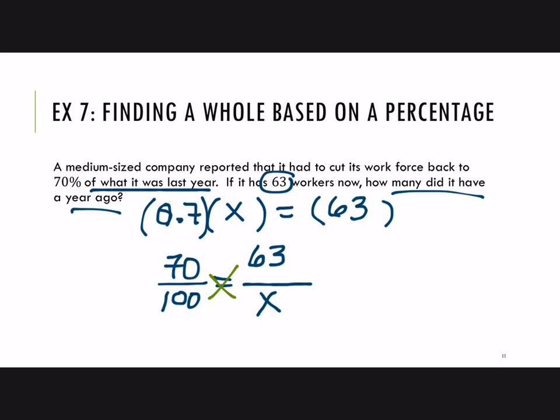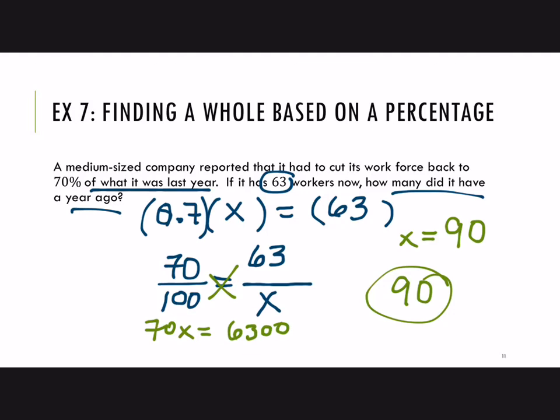Let's see. If you solve the equation, you get x equals 90. Okay, and then same thing for the proportion: 70x equals 6,300 divided by 70, and you get x equals 90. All right. Now, if you just look back at the problem, see if this makes sense.